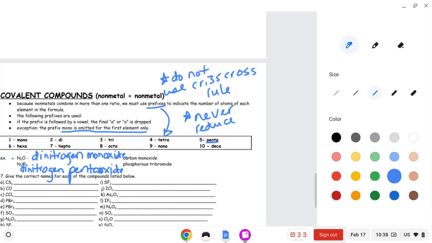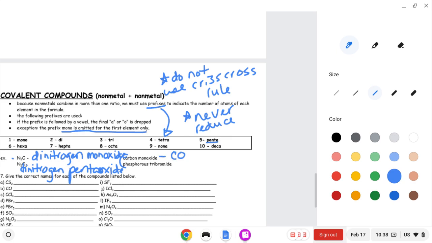If we go over to the names of the other 2 compounds listed here, I have carbon monoxide. Remember, if there is only 1 atom of the first element, they do not state the prefix mono. I didn't make the rules, folks, but that's just the way it happens. So I can tell from here that I have 1 carbon, and then I have monoxide, so 1 oxygen. And there's my formula, CO.